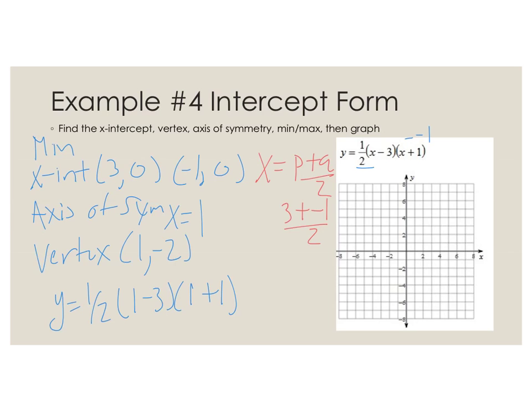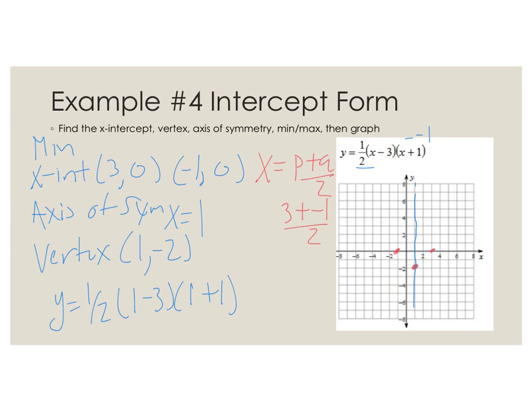Now we need a graph. Let's plot the points we do have. We have a vertex at 1, negative 2. And we have two x-intercepts at negative 1, 0, and 3, 0. As you can see, those 2 points are symmetrical around the axis of symmetry. So we know we're doing a good job. But I still need 2 more points.